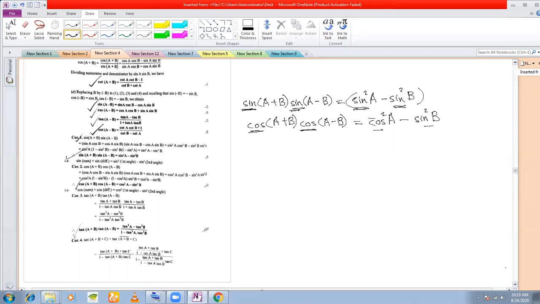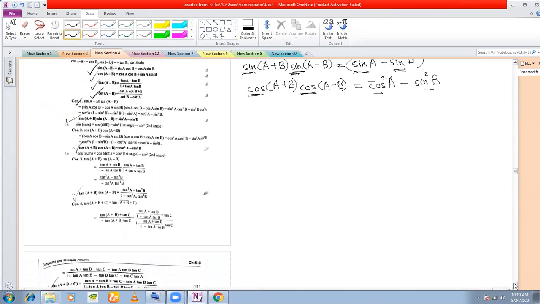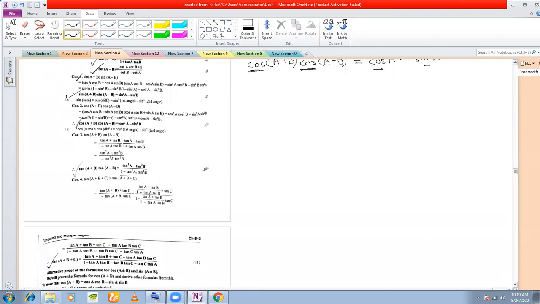And tan square A plus B into tan square A minus B, this formula you don't have to remember. Okay, no need to remember.